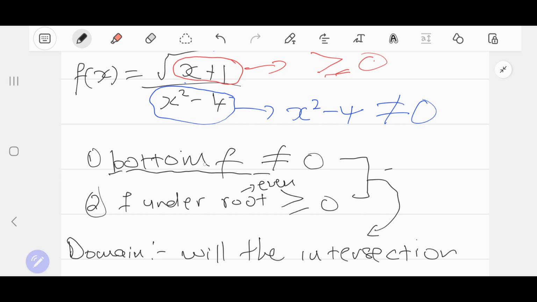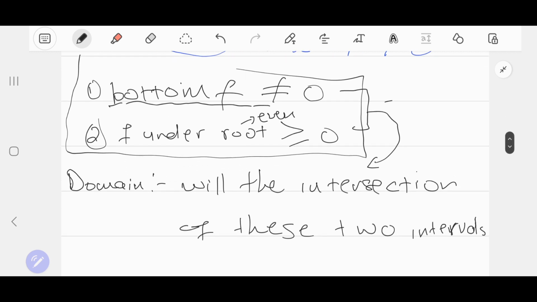So we will determine where the bottom function is not equal to 0, and then we'll determine where the function under the root is greater or equal to 0. The root sign in this case is even, because there is an invisible 2 here. And then you find the intersection of these two intervals, and that intersection will represent your domain.